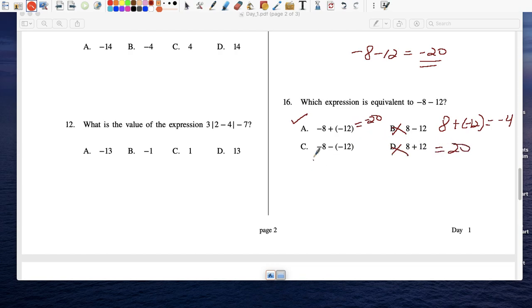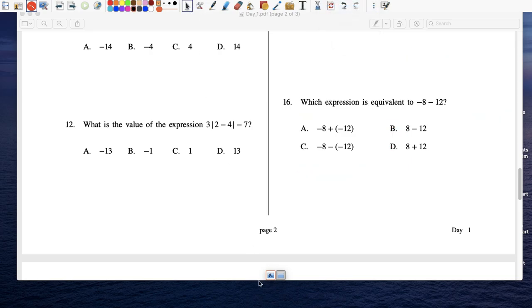8 plus 12, obviously that's not it. And negative 8 minus negative 12, if you want to write it as an addition, you can write it like this. You're at negative 8 and you're moving to the right on the number line, because you're adding 12. You're not going further left, you're going further right, gaining in value. So negative 8 plus 12 is 4. So also not what you want. So the only one that was equal was A.